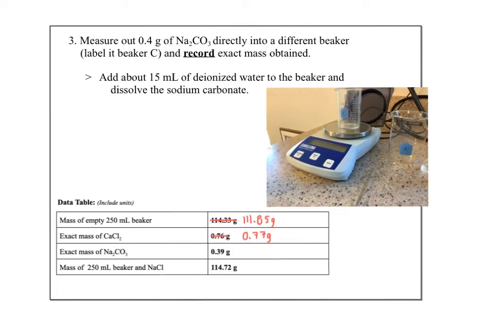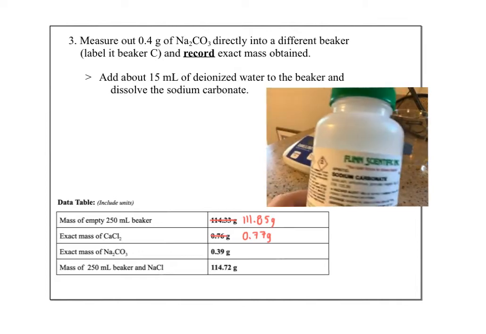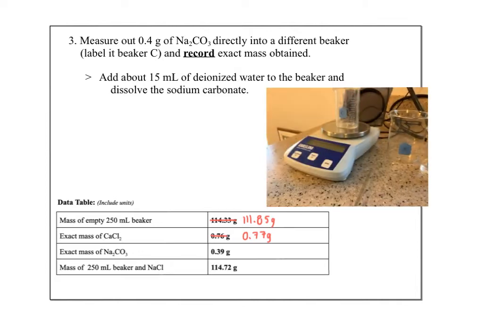All right, guys, step 3 says to measure out 0.4 grams of Na2CO3 directly into a different beaker. Na2CO3 is called sodium carbonate, and label that beaker C. So I zeroed out my balance, got my scoopula and my chemical, and I need 0.4 grams. I'm going to try to do this a little more controlled than the last one, so I'm not throwing away unused chemicals.